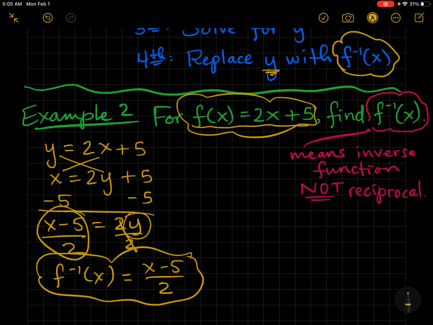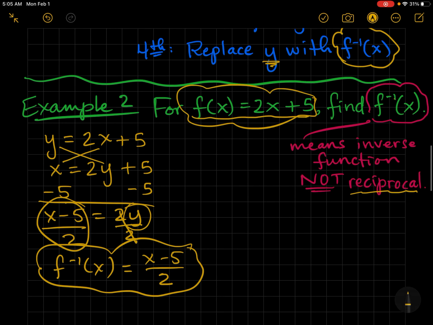I want to give you a quick warning. A lot of people see the negative exponent and mistake it for a reciprocal. It is not. This is just notation that means inverse function. So please do not mistake that for reciprocals.